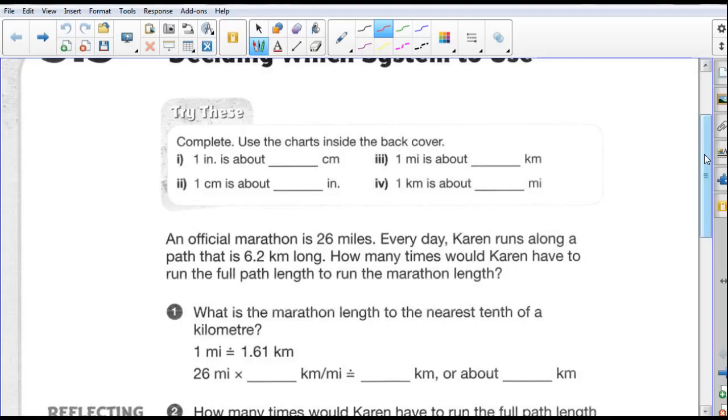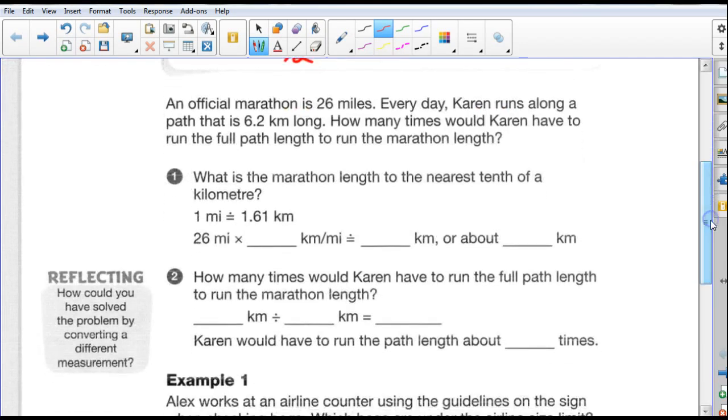Complete. Use the charts inside the back cover. So in the back of your book you've got conversion charts. You've got formulas, so you can use that to help you here. But 1 inch is about 2.5 centimeters. 1 centimeter is about 1/2 an inch, approximately. 1 mile is about 1.6 kilometers, and 1 kilometer is about 0.6 of a mile.